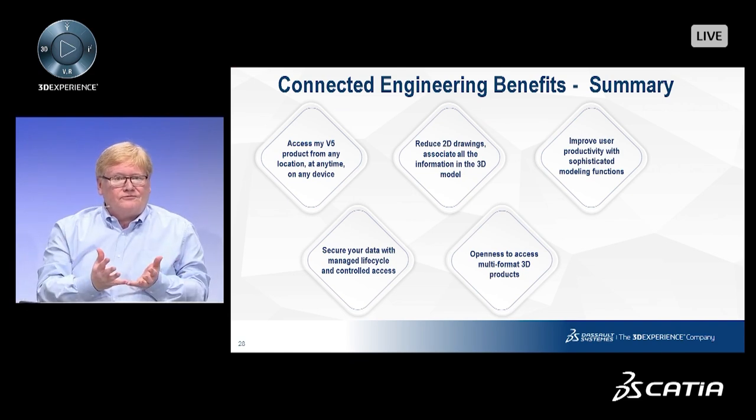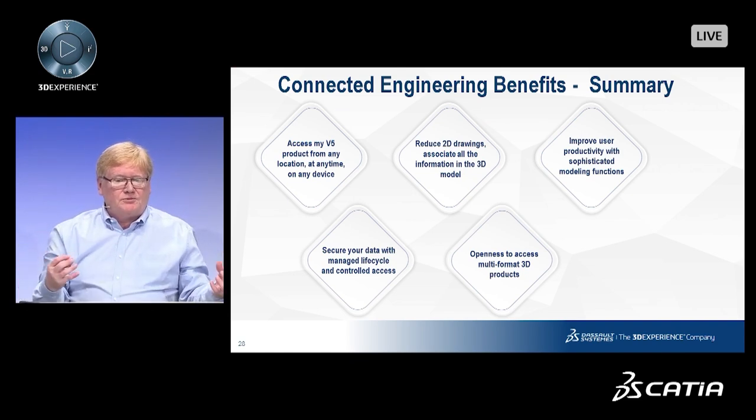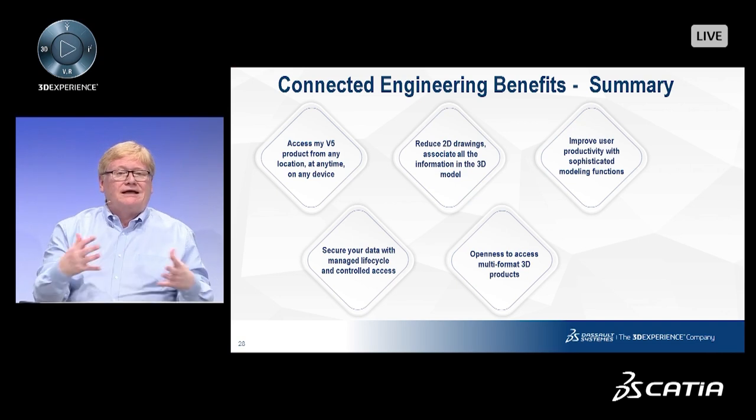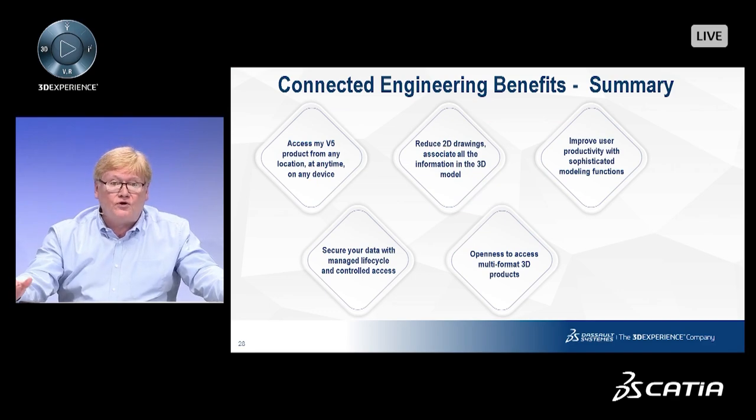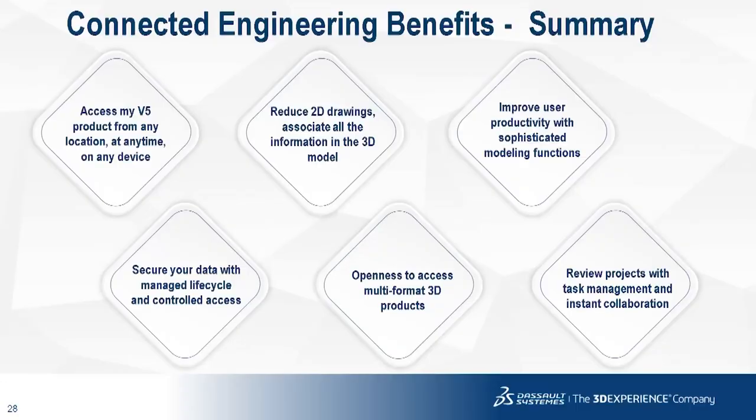We're not a bubble. We need to talk to the world. We need to be able to talk using compliant standards, and therefore we have included in the package the openness to access multi-format 3D products. And finally, the ability to review projects with the ability to have, as we saw in the demonstrations, to manage tasks. Again, without having a CATIA V5 license, the ability for a manager to get access to that information, and the ability to have instant collaboration with any of the participants in the engineering process.